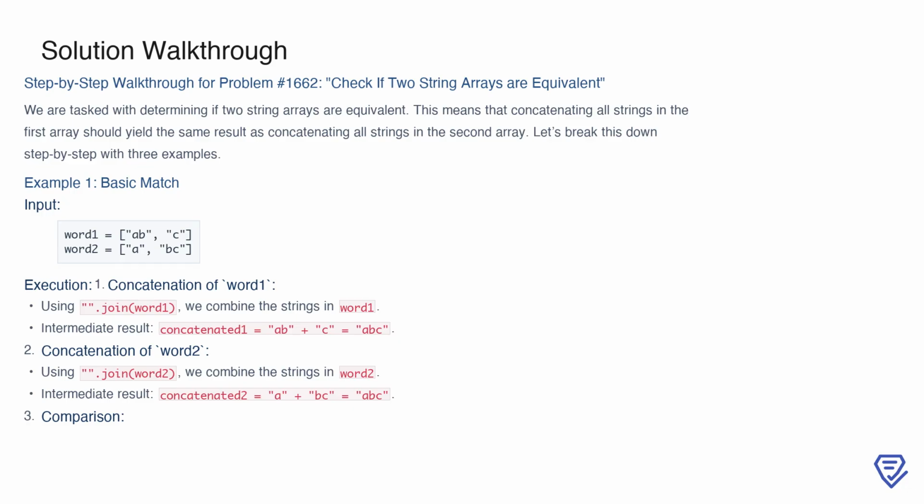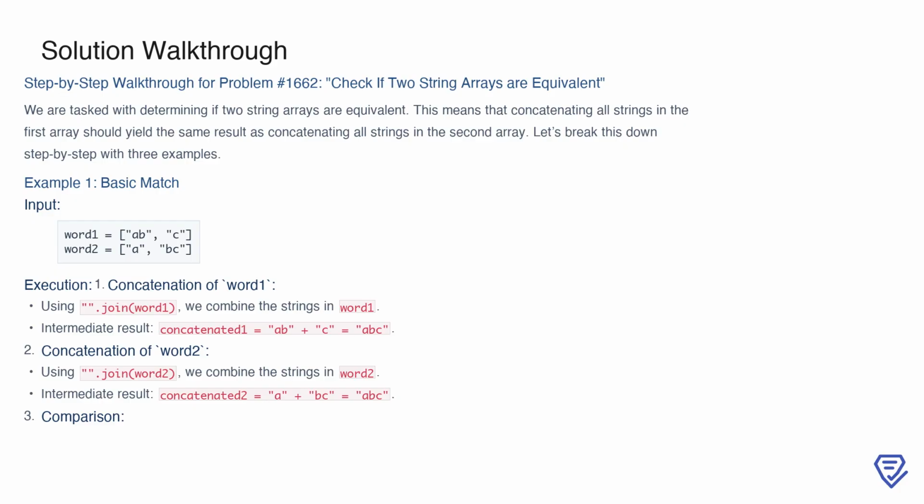To solve this problem, we need to determine if two string arrays are equivalent. This means that when we concatenate all the strings in the first array, the result should match exactly with the concatenated result of all strings in the second array. Let's take the first example to understand this better.